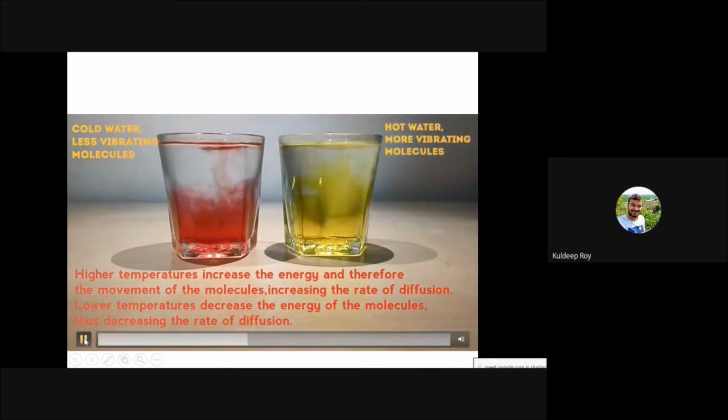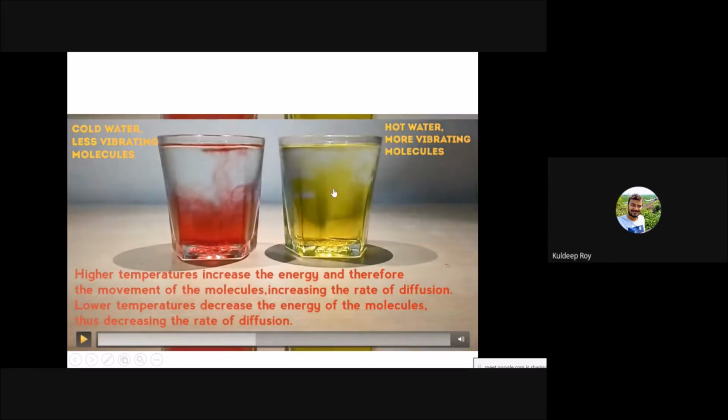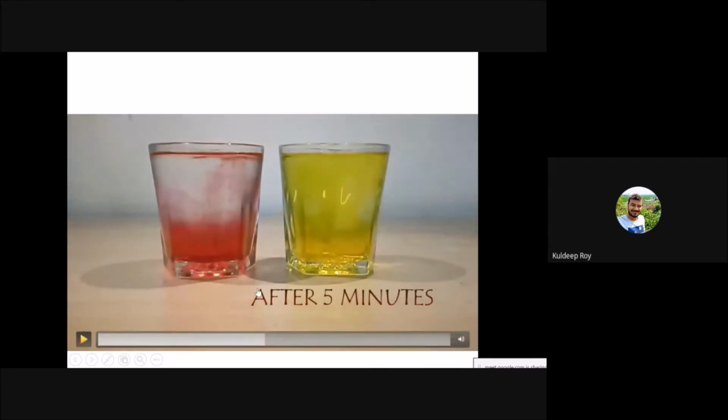Now see, diffusion is happening very fast in the case of this kind of liquid. Now you can see after 5 minutes it is completely mixed due to the high temperature. As we said, due to the high temperature there may be a chance of higher mass transfer. Why higher mass transfer? One reason is that the intermolecular force, or you can say the molecular energy, will be very high in the case of hot water as compared to cold water.